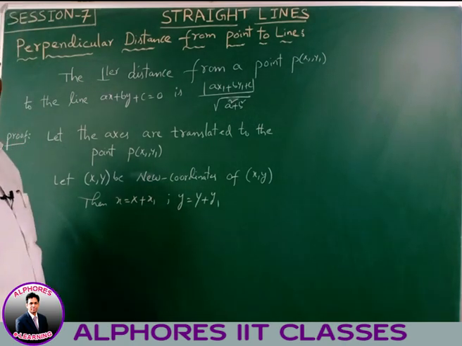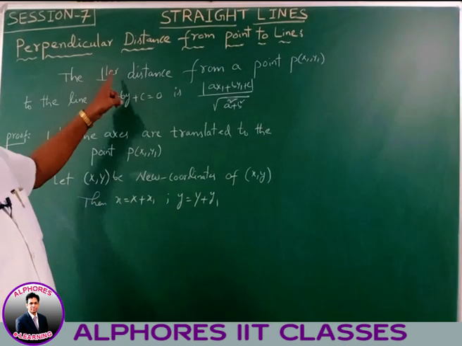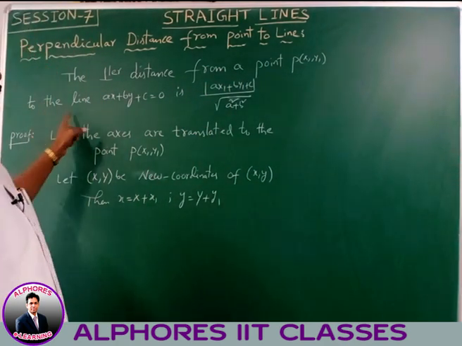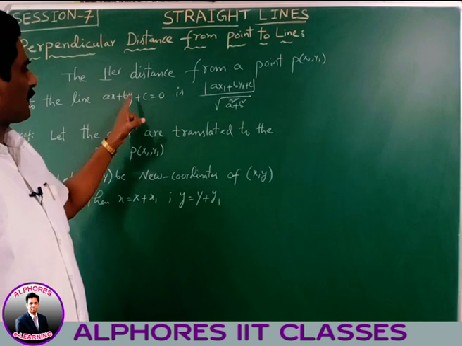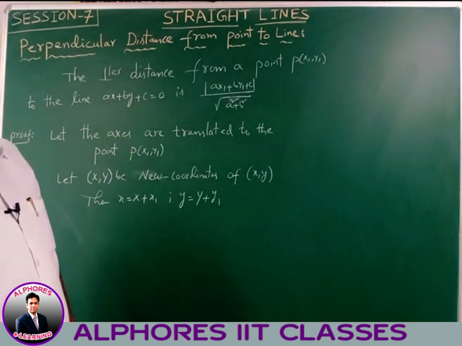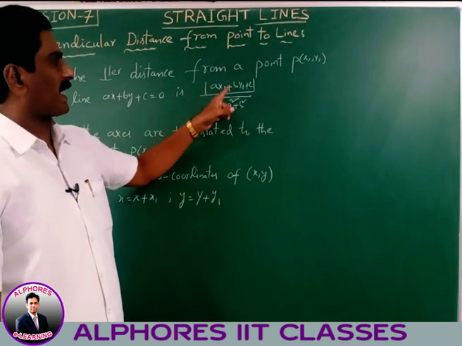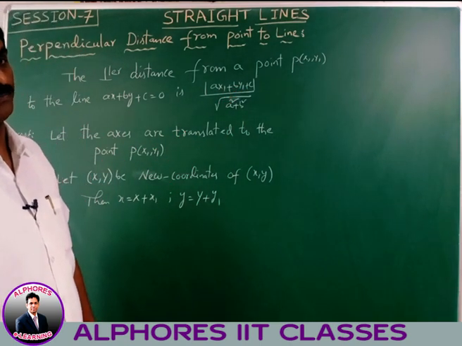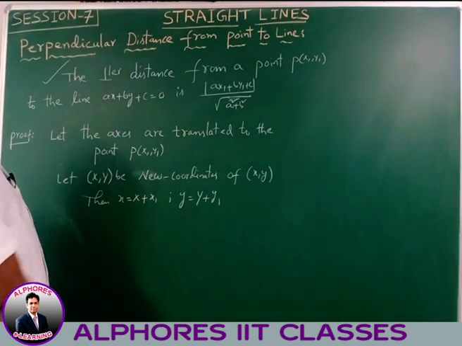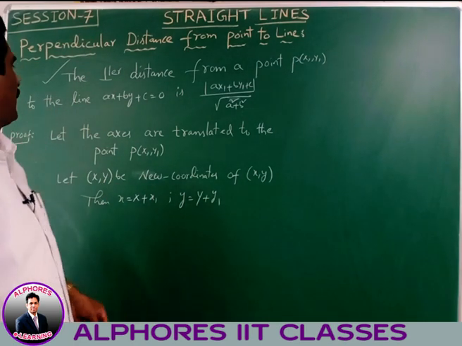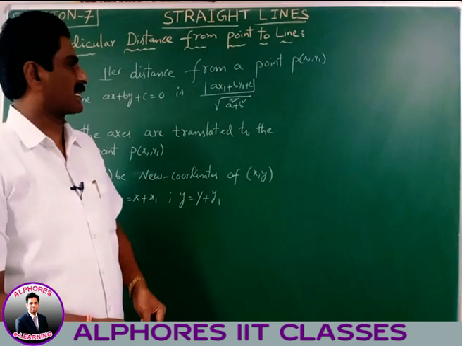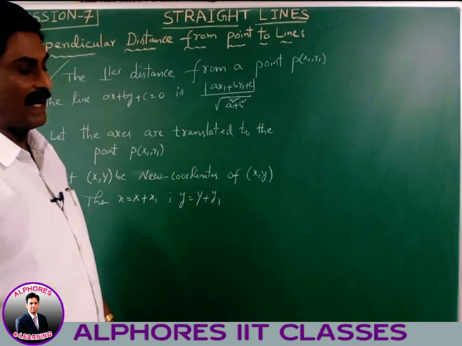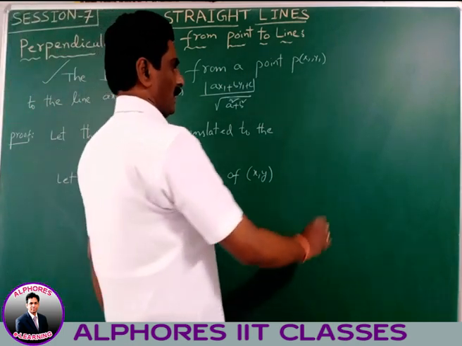Please note the statement. The perpendicular distance from a point P(x1, y1) to the line ax + by + c = 0 is |ax1 + by1 + c| / √(a² + b²).